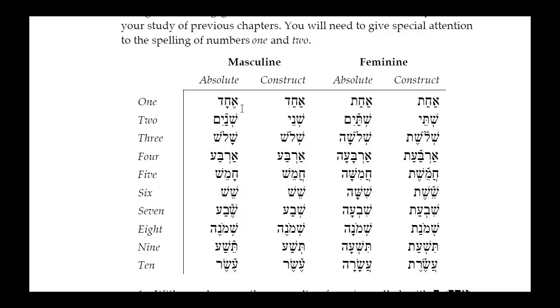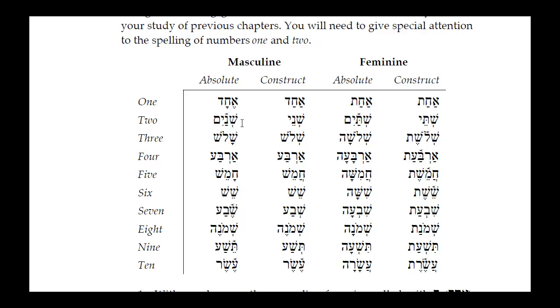Now, 1 is Echad, and we're familiar with Echad from the Shema Israel, which says, Hear, O Israel, the Lord our God is one. So you have the masculine absolute Echad, and for its construct, it would be Echad with Patach under the Aleph and Patach under the Chet. Feminine is just Achat, with Patach Tav. The Dalet drops off, and the Tav takes its place with Patach. Same thing with the construct here.